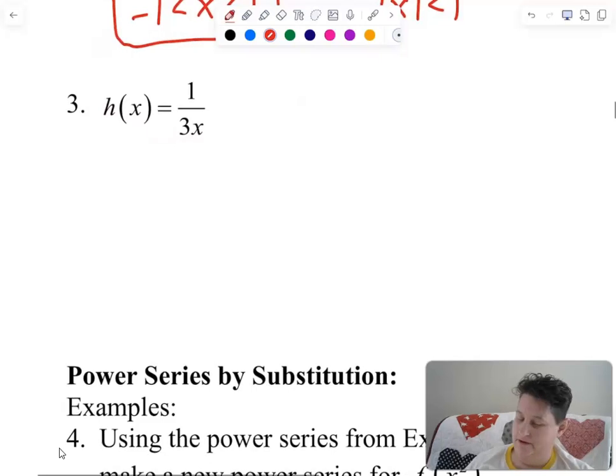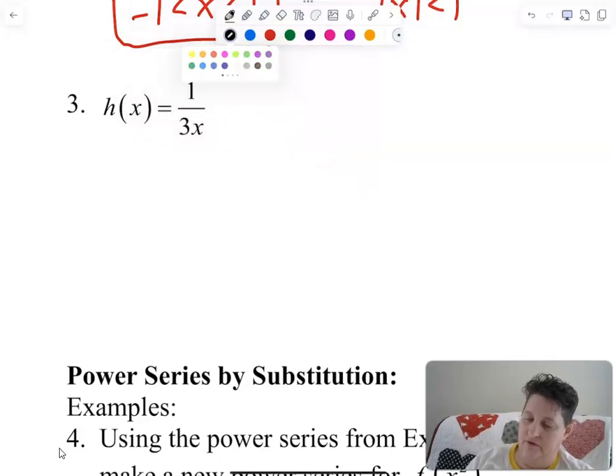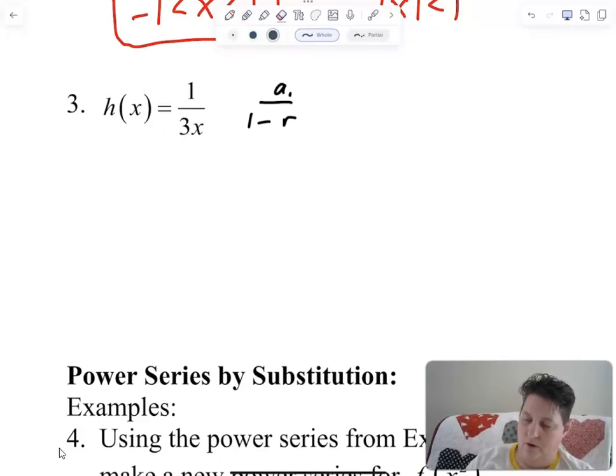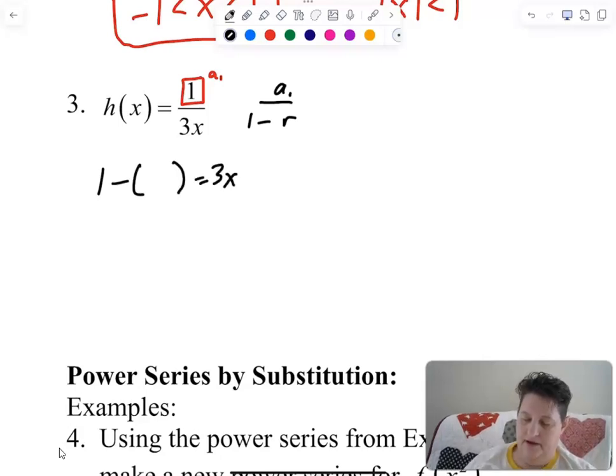Let's look at this last one now. This one's a little bit weird. Very weird, actually. Because remember that we have to get it into A1 over 1 minus R. Okay? And there's no 1 minus right here, but I have to make it work. So this is A1. Now, how do I make 1 minus R equal 3x? Right? This is what you have to come up with, and it's a little weird.